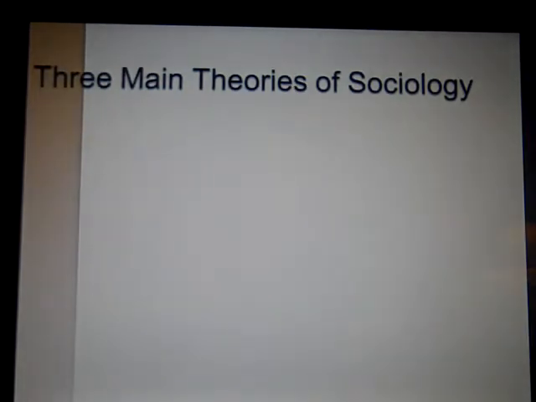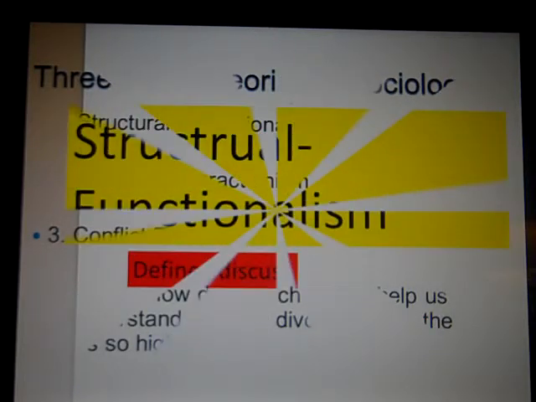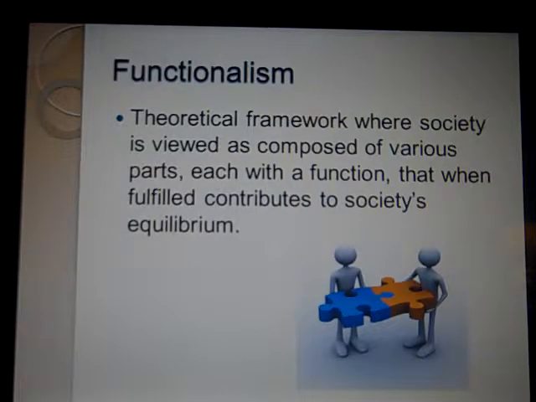So there are three main theories in sociology: structural functionalism, symbolic interactionism, as well as conflict theory. And we'll take those one at a time here. First of all, we'll talk about structural functionalism. This theory in sociology, which was put forth by people like Merton and Parsons, you can read about them in your textbook, views society as composed of various parts.